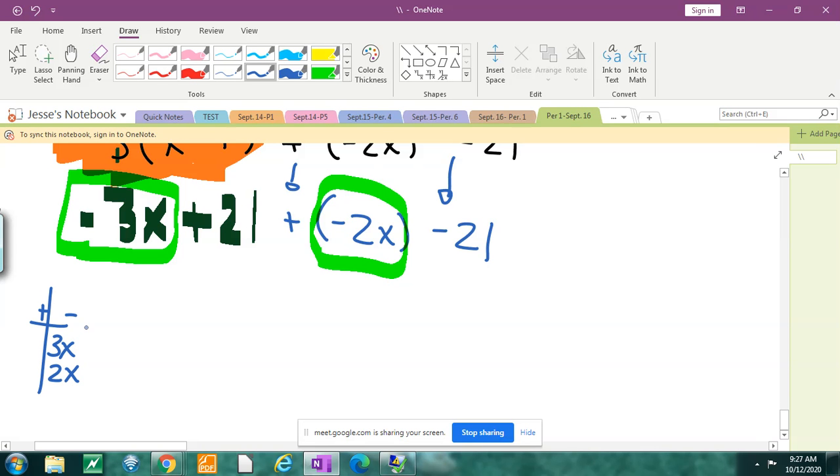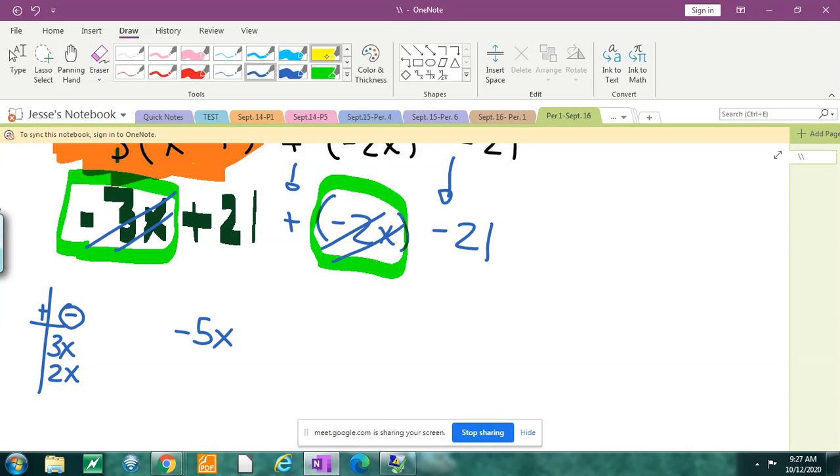So Elijah, what would my answer be for this one? Positive or negative? Negative 5x. Very good, because they're all on the negative side. Negative 5x. See that? So any more x's? No. So I could cross them out so I don't get confused.